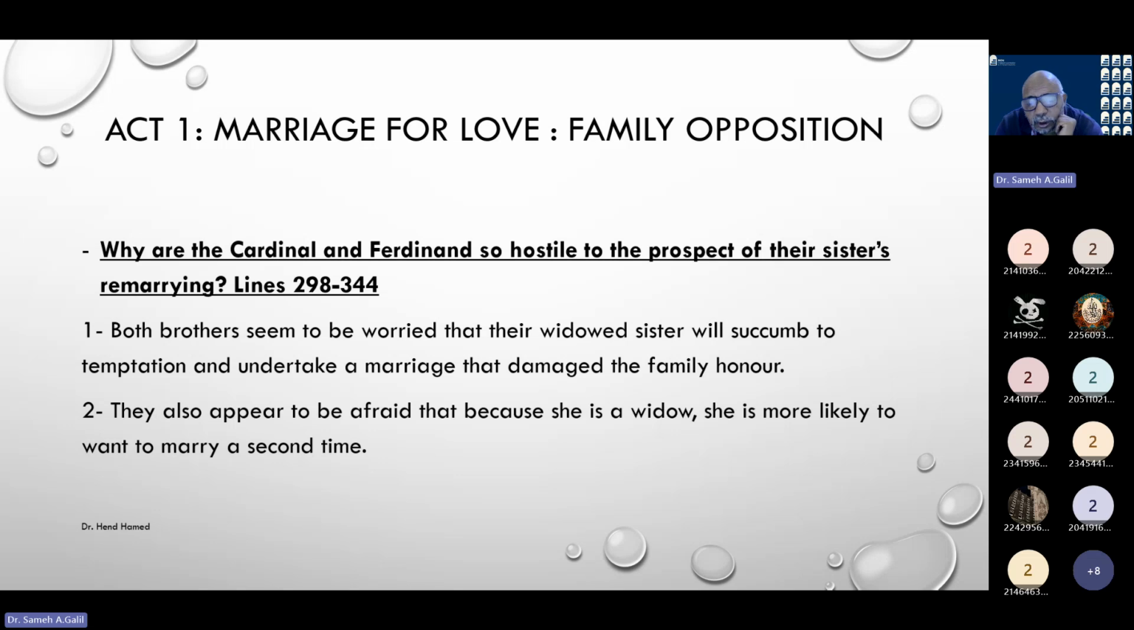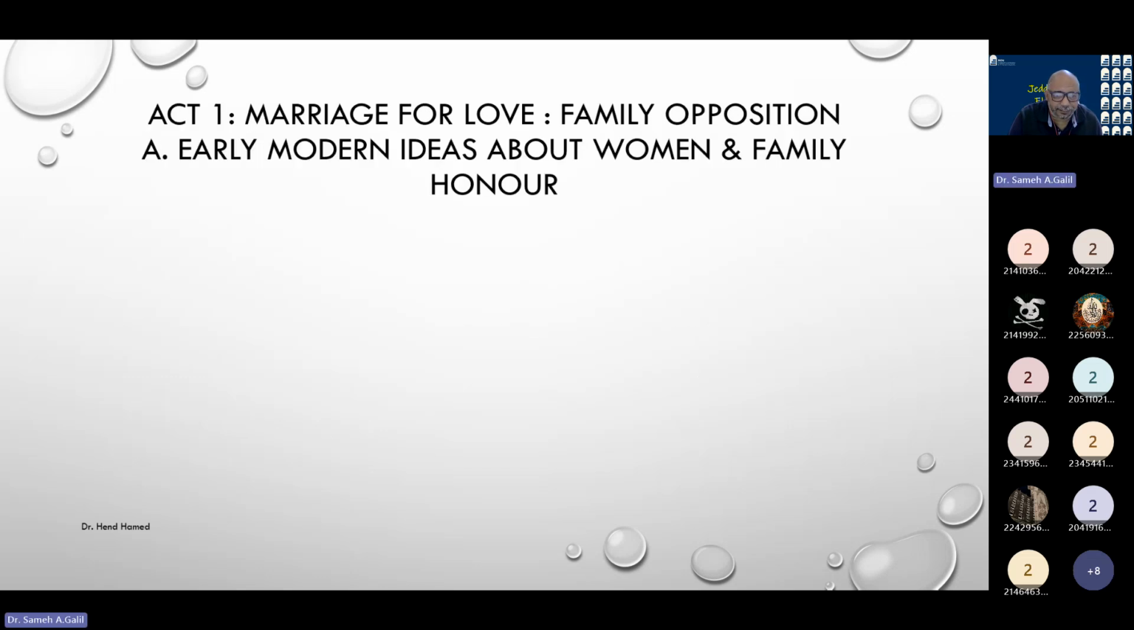Both brothers seem to be worried that their widowed sister will succumb to temptation and undertake a marriage that would damage the family honors. This is the excuse, family honors. They also appear to be afraid that because she is a widow, she is more likely to want to marry a second time. Obviously, there is nothing wrong with that, for her to get married, to remarry again.